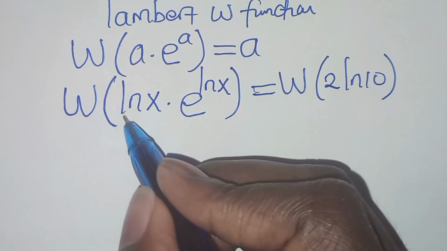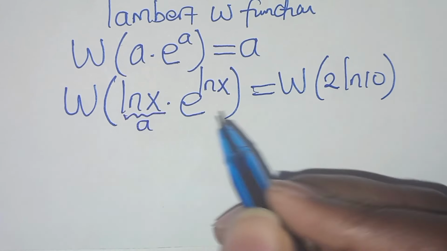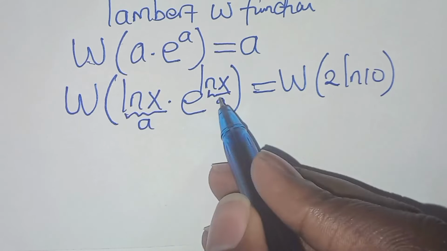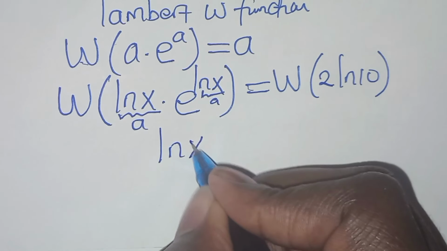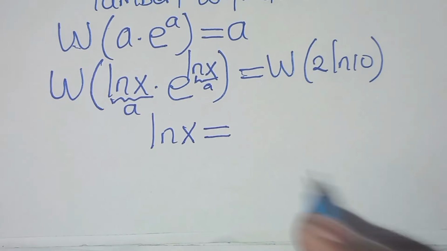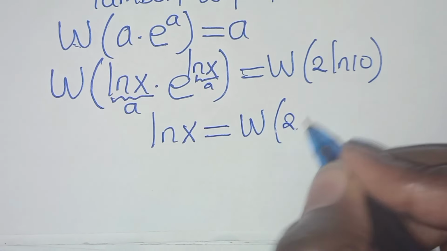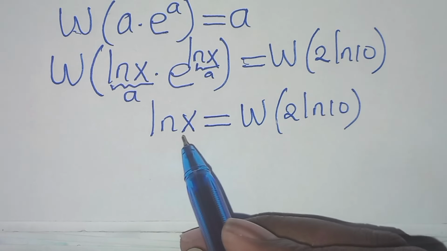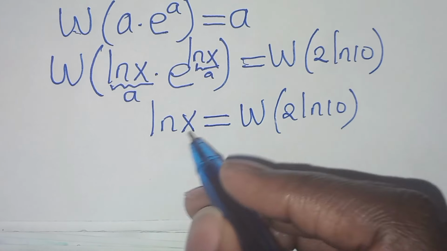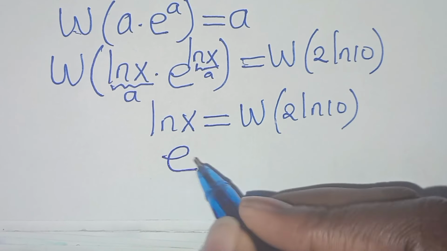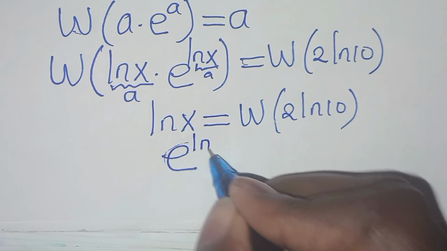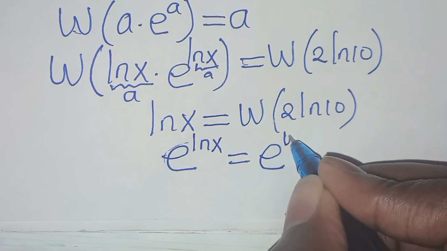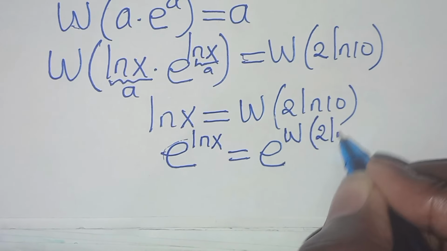So you find that ln of x is the same thing as a. So we can apply this property so that now on the left hand side we have ln of x equal to the W function of 2 ln of 10. Now, the next step from here, to solve for x, we can introduce the exponent property so that we have exponent e raised to the power of ln of x equal to exponent e to the power of the W function of 2 ln of 10.